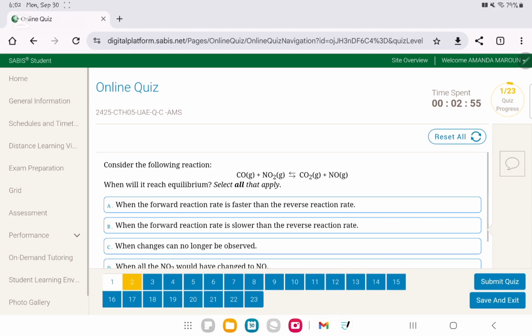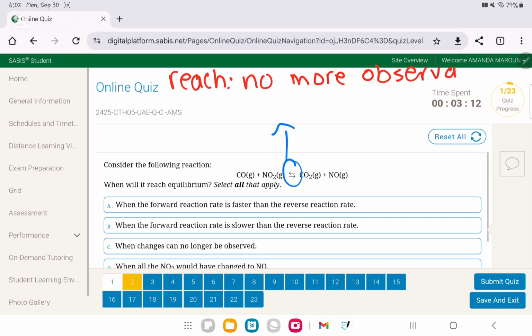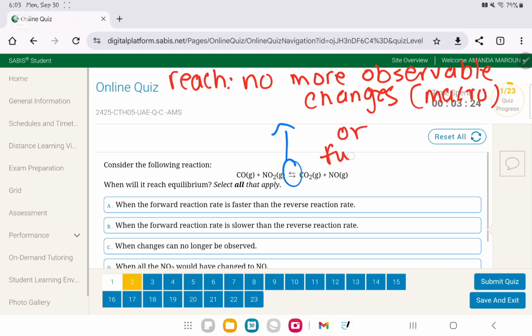Question number 2. When will it reach equilibrium? Here is our equilibrium sign. There are two ways to define equilibrium. You can reach equilibrium, and how do we know we reached equilibrium? When there are no more observable changes, meaning macroscopic. I'm just going to write macro for now, okay? Or if the forward rate is equal to the reverse rate. So this is if we reached equilibrium.